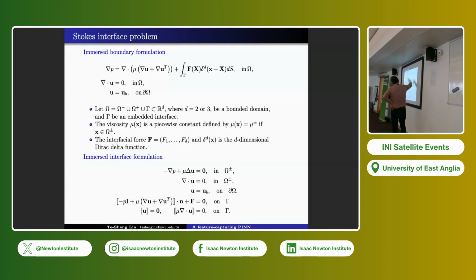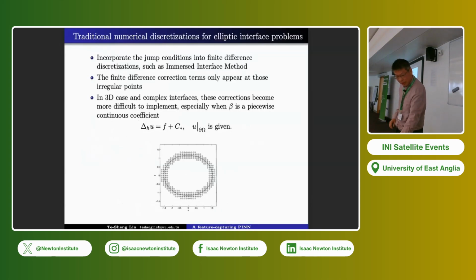Okay, so that's the Stokes interface problem. So these are two different formulations. This one is the immersed interface formulation. This is the immersed boundary formulation. Okay, I think you are very familiar with the equation, so I'll skip here. So this is the problem they want to solve using the neural network method.